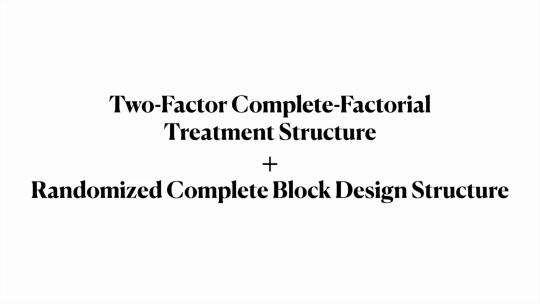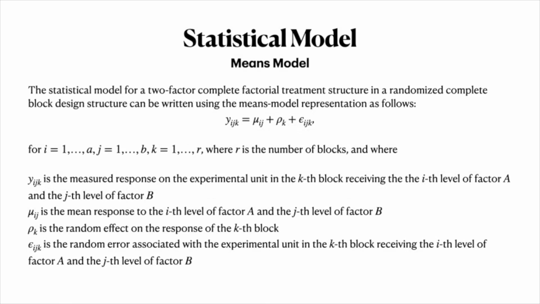Okay, next let's look at the two-factor complete factorial treatment structure combined with a randomized complete block design structure. The statistical model for a two-factor complete factorial treatment structure in a randomized complete block design structure can be written using the means model representation in the following way. So y ijk, the measured response on the experimental unit in the kth block receiving the ith level of factor A and the jth level of factor B, can be expressed as mu sub ij plus rho sub k plus epsilon ijk. Now in this means model representation, mu sub ij is the mean response to the ith level of factor A and the jth level of factor B.